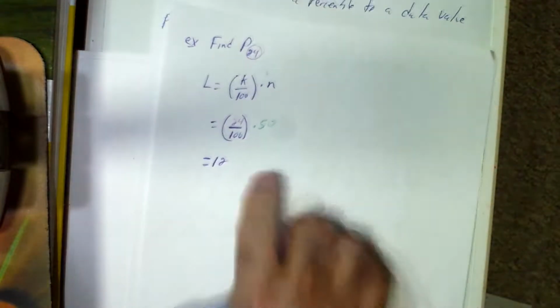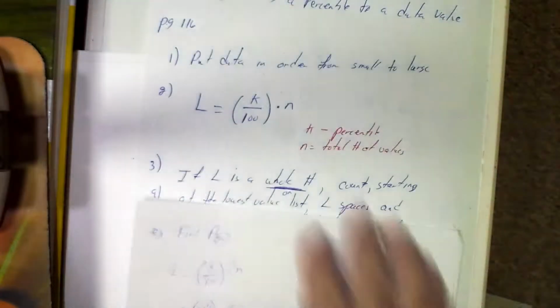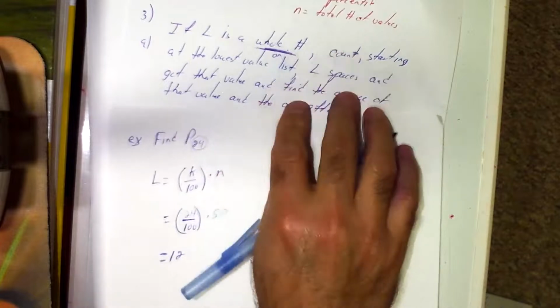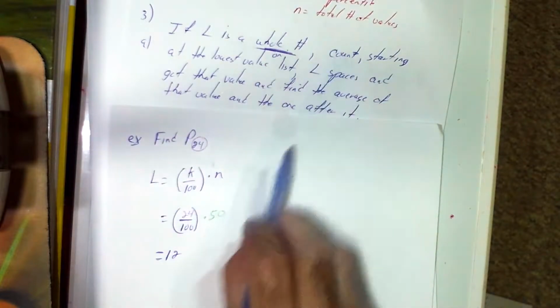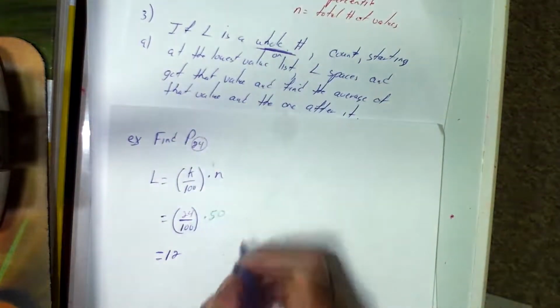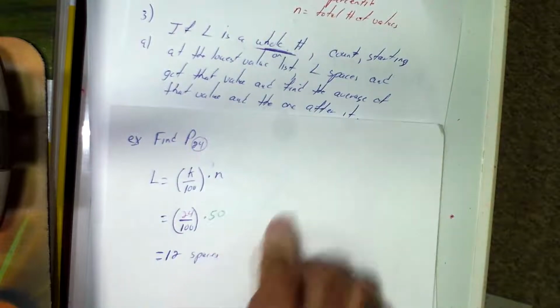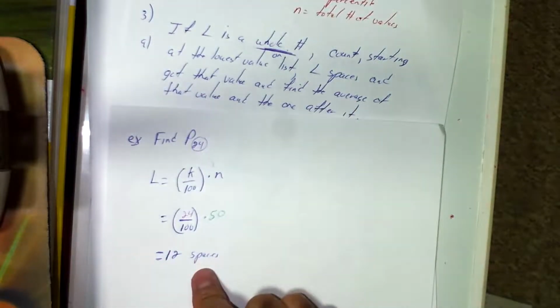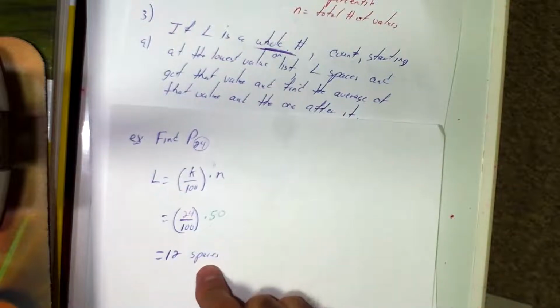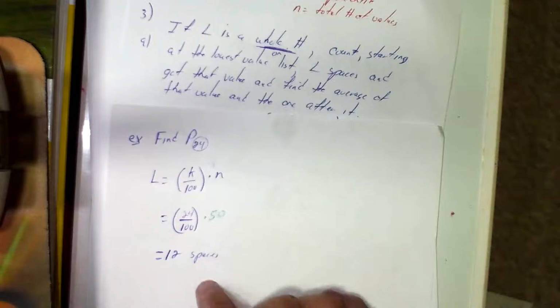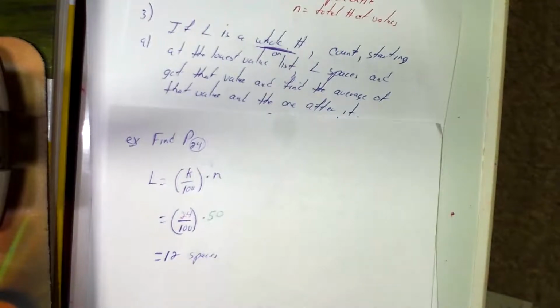Okay, now 12 is a whole number. So it tells me I'm going to count 12 spaces. And where I land, I'm going to get that number and take the average of that number and the one right after it. So let's count. Don't use the 12. You're going to count 12 spaces.